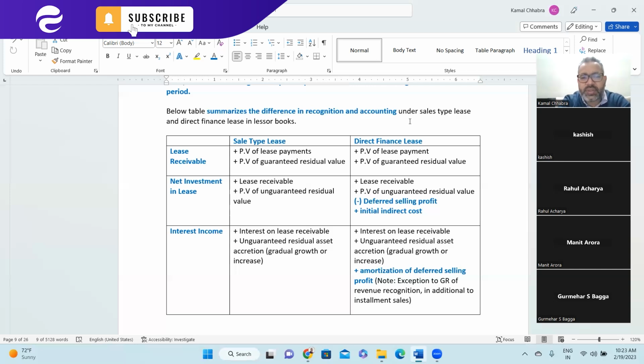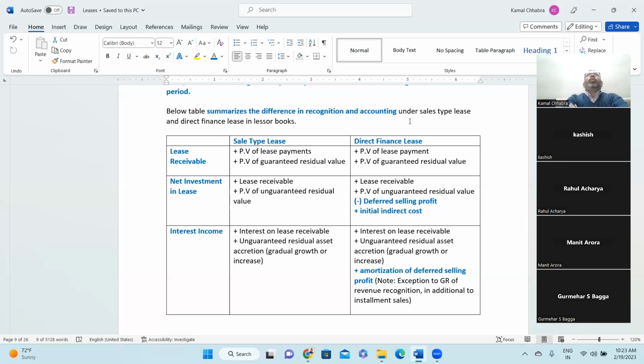Second thing is net investment in lease. How do you calculate the net investment in lease? Net investment in lease is basically the amount you have either invested or you are totally expected to receive. In the sales type lease, it is your lease receivable, which we have calculated above, that is the present value of the lease payment and the present value of the guaranteed residual value which the lessee has committed to you. In addition to that, you add the present value of the unguaranteed residual value, that means any residual value which is over and above the guaranteed residual value.